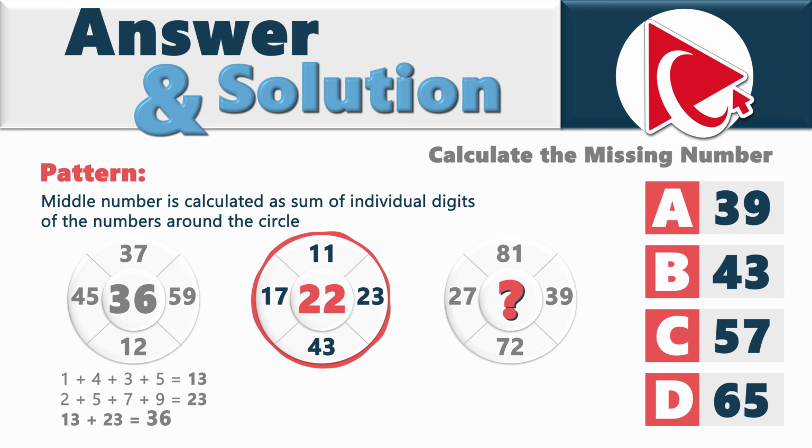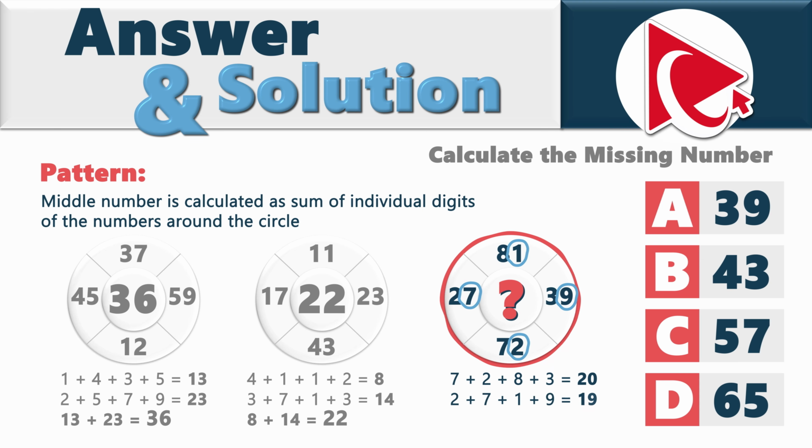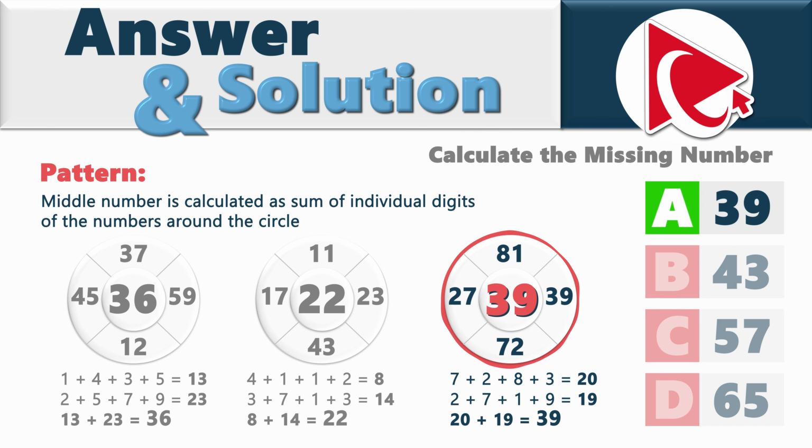Let's look at the second circle to confirm the pattern. 4 plus 1 plus 1 plus 2 equals 8. 3 plus 7 plus 1 plus 3 equals 14. 8 plus 14 equals 22. And now is the magic time. Let's calculate the missing number. 7 plus 2 plus 8 plus 3 equals 20. 2 plus 7 plus 1 plus 9 equals 19. 20 plus 19 equals 39. So the correct answer here is choice A, 39.